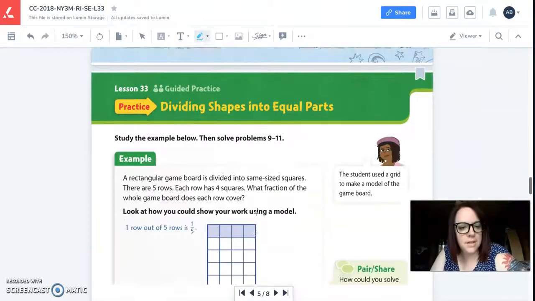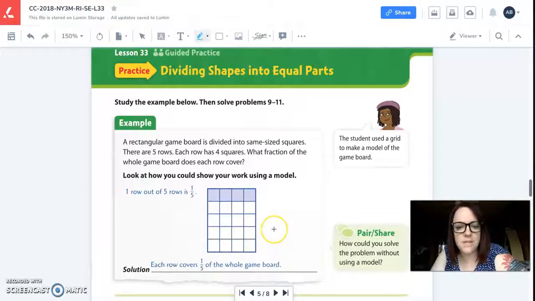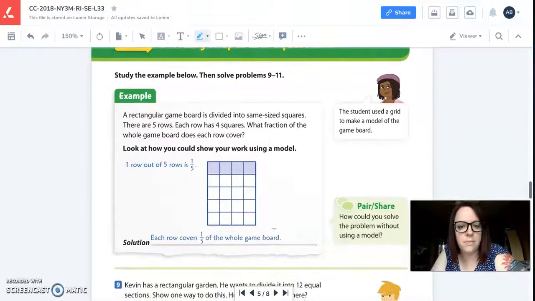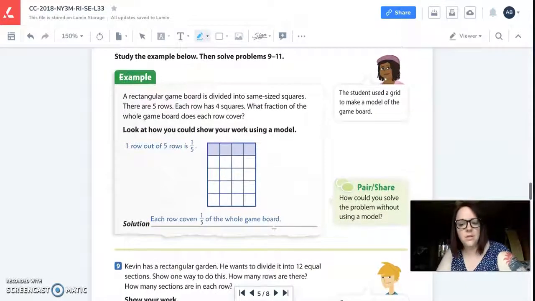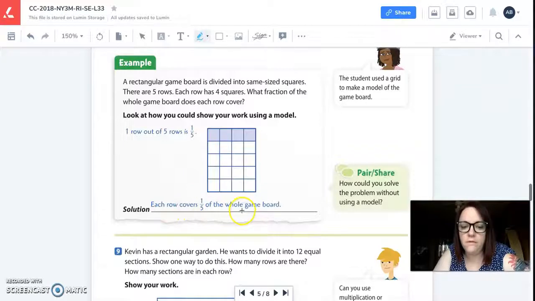All right. Guided practice. Dividing shapes into equal parts. Study the example below, then solve problems 9 through 11. A rectangular game board is divided into the same size squares. There are 5 rows. Each row has 4 squares. What fraction of the whole game board does each row cover? So each row, it's 1 row out of 5 rows. So it's 1/5. So each row covers 1/5 of the game board.